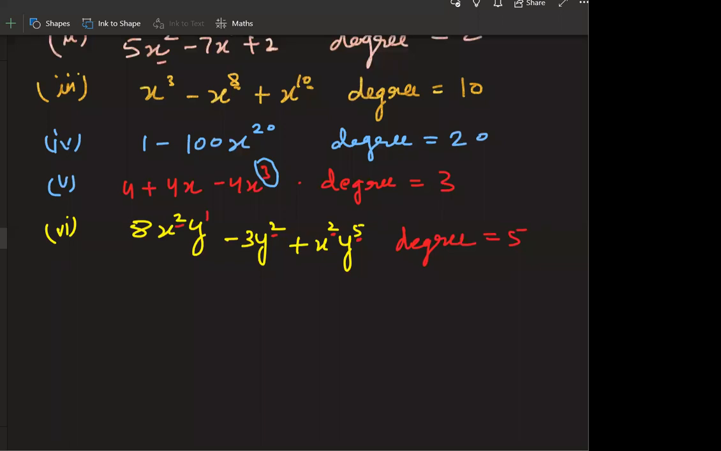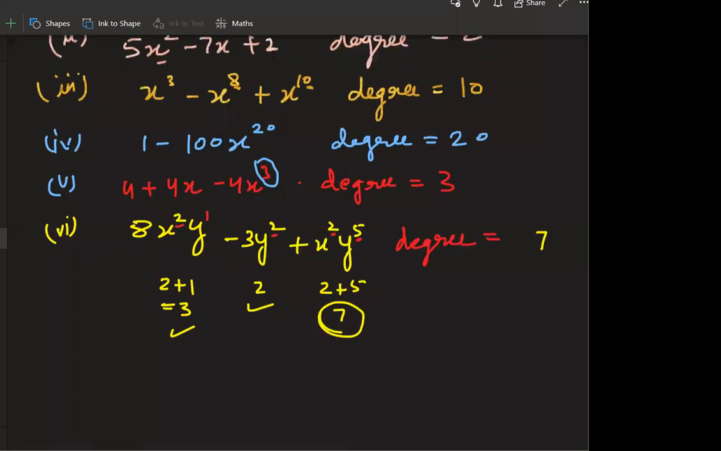Tell me fast. The answer is 7. Why the answer is 7? Look, when two variables are there, what we do, we have to add the degrees, we have to add the powers. यहाँ पर x की power 2 है और y की power 1 है, तो 2 plus 1 is 3. Here only 2 is there, and here 2 plus 5 is 7. Okay, so highest degree is 7. 3, 2 and 7, so the highest power is 7, so the right answer is 7. The degree of this polynomial is 7.